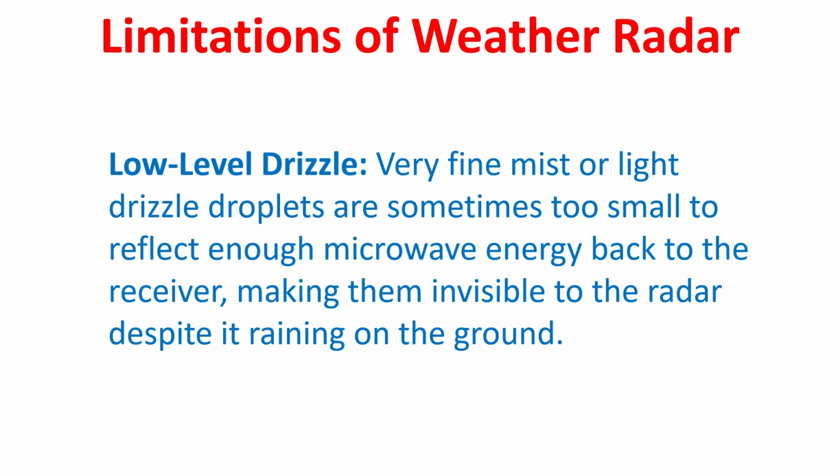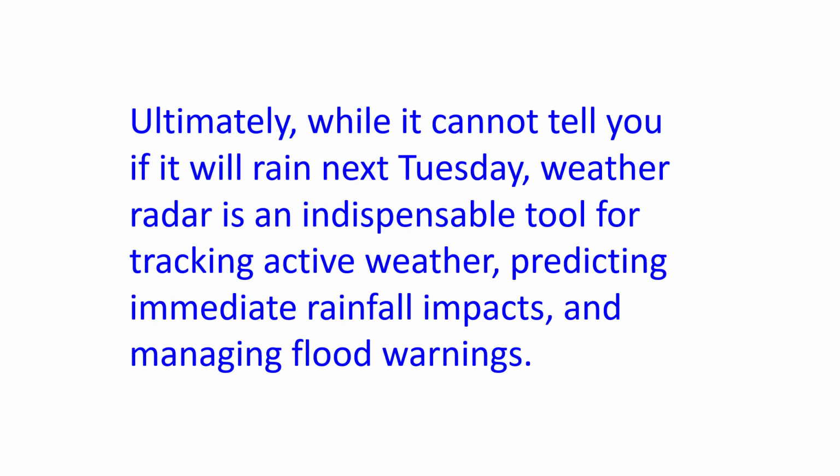Very fine mist or light drizzle droplets are sometimes too small to reflect enough microwave energy back to the receiver, making them invisible to the radar despite it raining on the ground. Ultimately, while it cannot tell you if it will rain next Tuesday, weather radar is an indispensable tool for tracking active weather, predicting immediate rainfall impacts, and managing flood warnings.